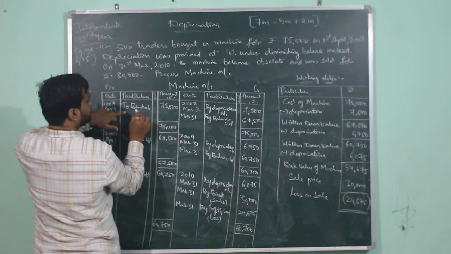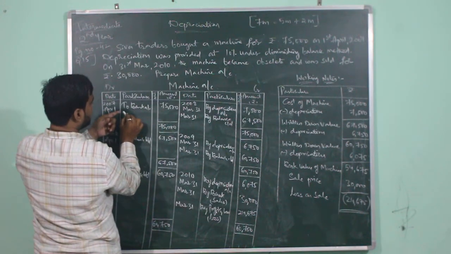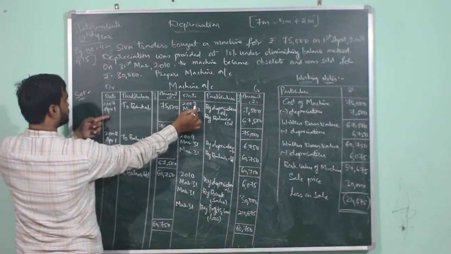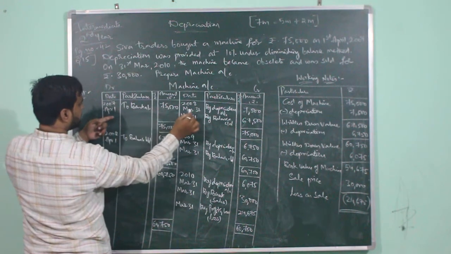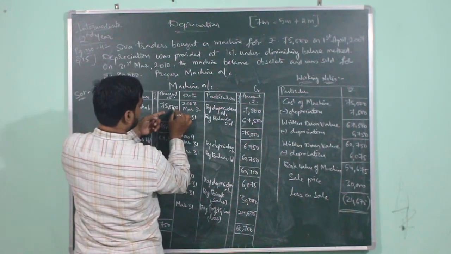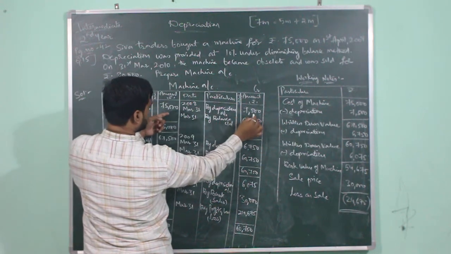They are purchasing the machine for rupees 75,000. So it will be written as to bank account 75,000. And this financial year will be ending on 31st March 2008. And at the end of the first financial year, they are required to provide depreciation on the machine, which is 10%. That is 10% of 75,000 will be 7,500.